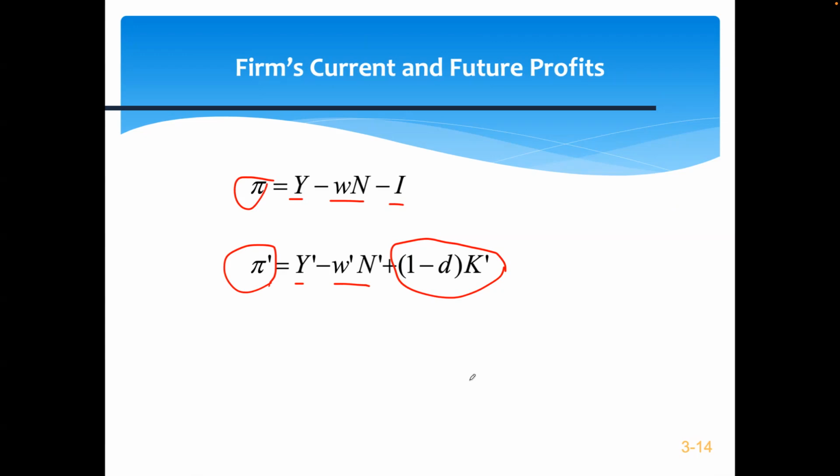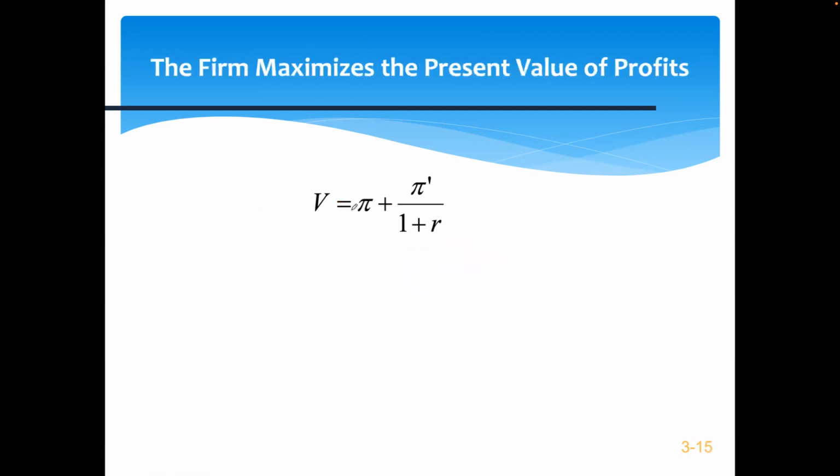To summarize, the firm has profit in the first period, pi here, and pi prime in the second period. In the second period, there's a new term. So at the end, they can liquidate the remaining capital, whatever capital remains. Now for the firm, what are they going to care about? They're going to care about the present value. Present value of profit. So this includes profit in the first period, pi, and profit in the second period, pi prime.